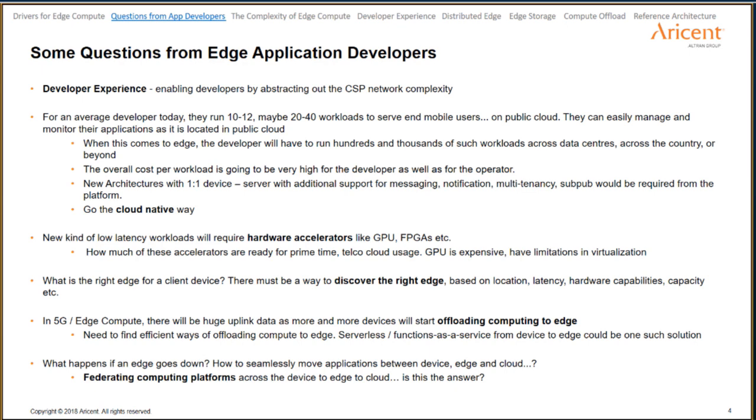Do you actually need them on edge, or can you sort of train them in cloud, infer on edge, and does the inference also require GPUs? Maybe yes. Is this actually ready for prime time? Is this too expensive? Do we have problems in virtualizing it? Most of this is still open questions. We don't know the right or wrong answers. But many developers actually feel that they can really leverage low latency if they can build these kind of applications. And most of these algorithms which drive these applications require some kind of specialized hardware accelerators. The other problem that we are looking at is what is the right edge for a client device.